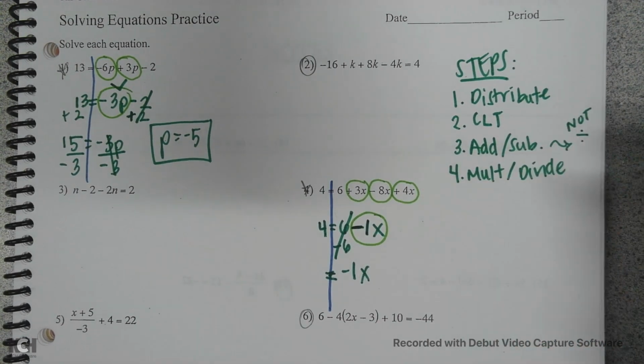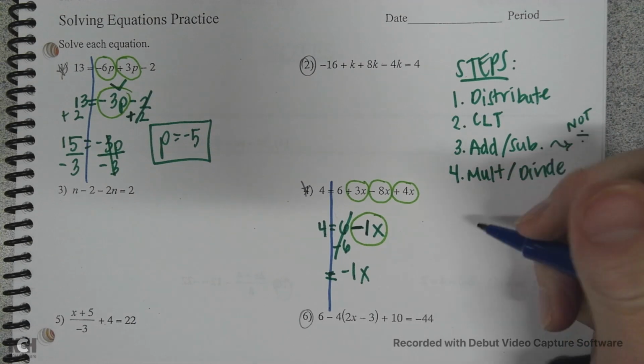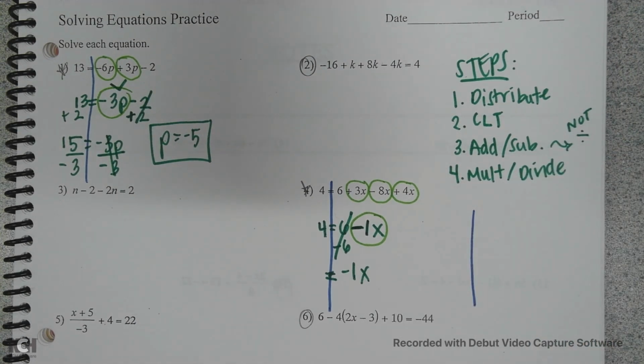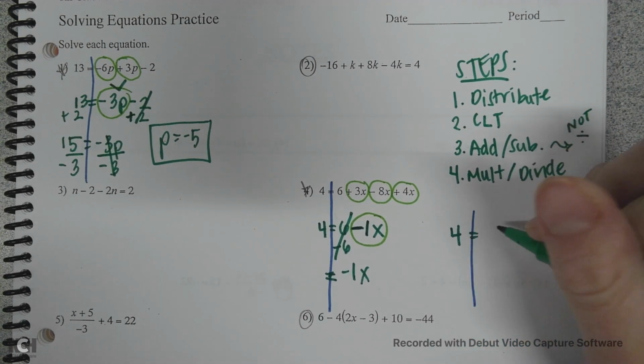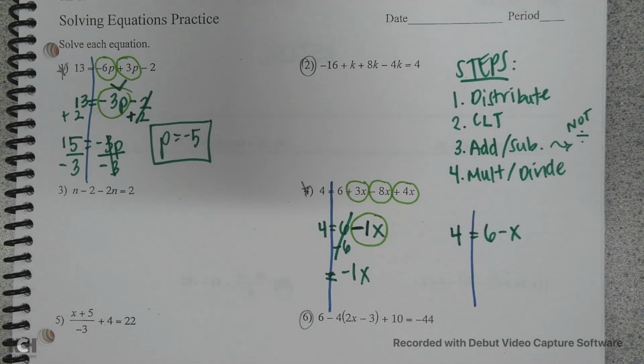Or I'm going to write it over here so that you can see it too, just because some students get confused when it looks a little different. So let's say it was 4 equals 6 minus x. So I'm going to leave off that 1.